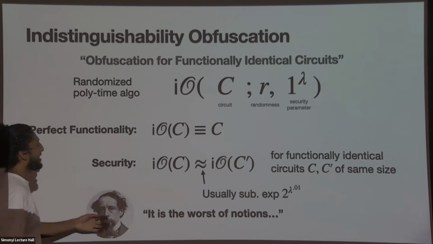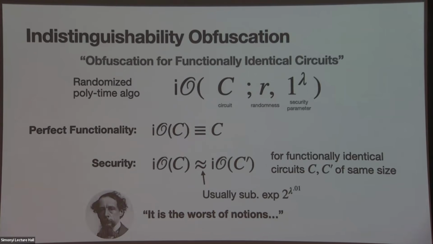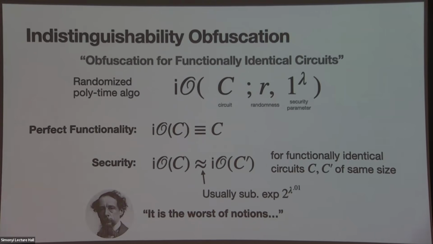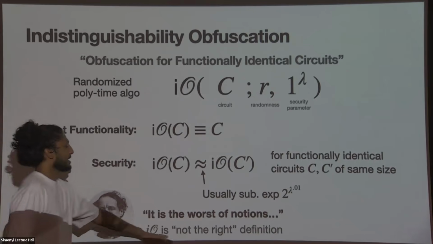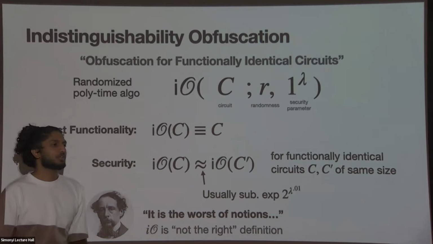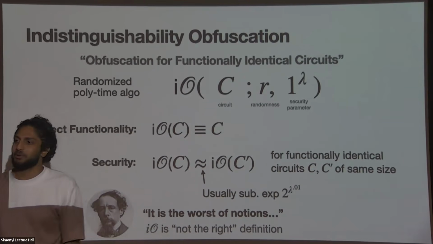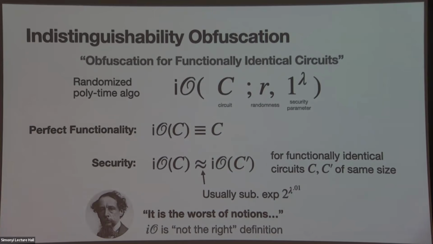So Dickens doesn't like I/O, or at least in this part of the quote, he doesn't like I/O. And you look at I/O and you're like, okay, fine, that's a definition. But on the previous slide, we were saying every circuit should look like a black box. Clearly, this is not the right definition, right? Obfuscation for functionally identical circuits. Okay, fine, if I have two circuits that compute the same thing, I can obfuscate them. What's the point of that? Why is that useful? Doesn't seem very useful. How is that going to help me build public key cryptography? I don't know, it seems like a very weak guarantee. But okay, Dickens will have more to say about this later.